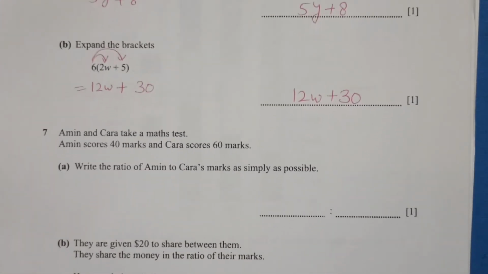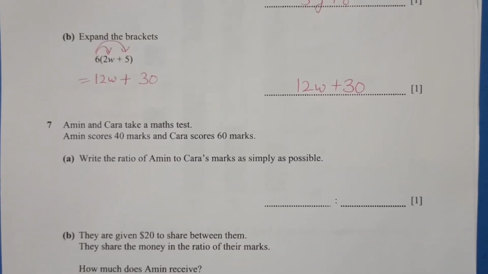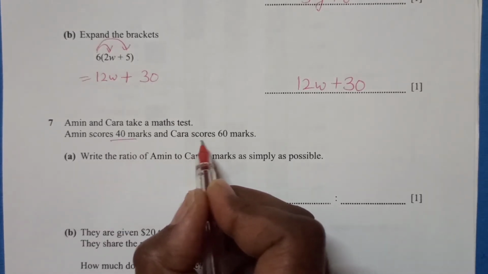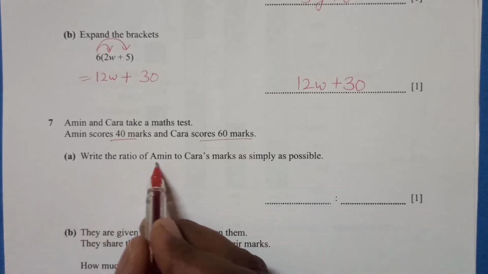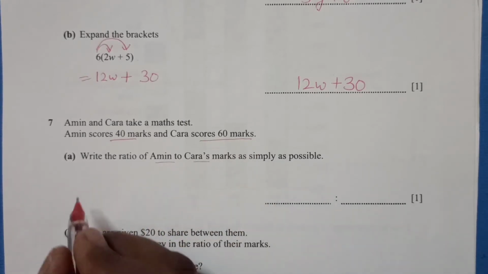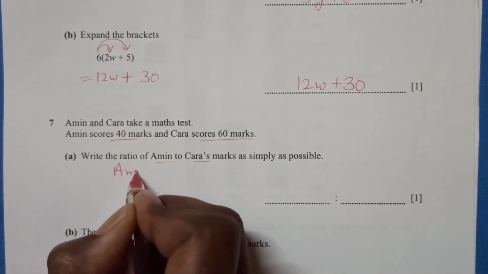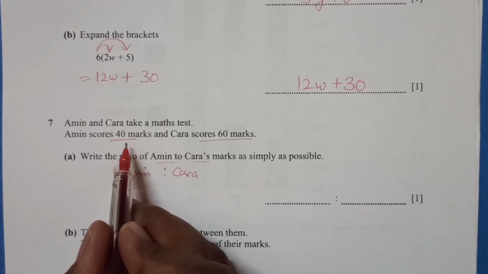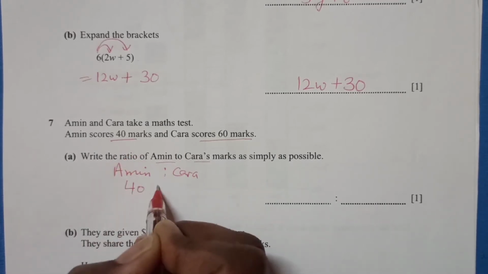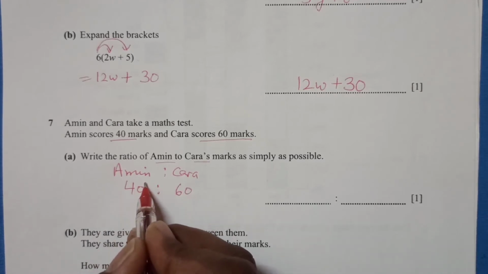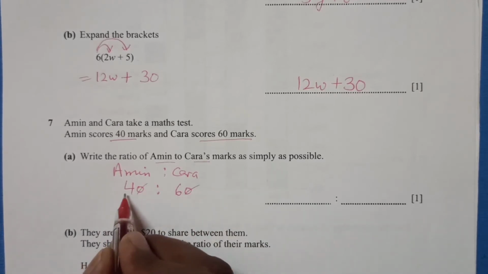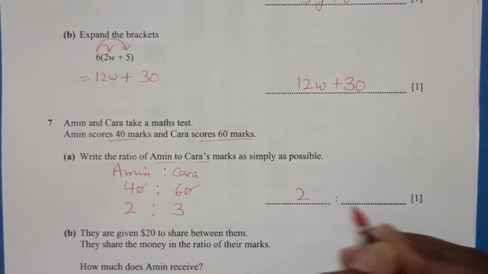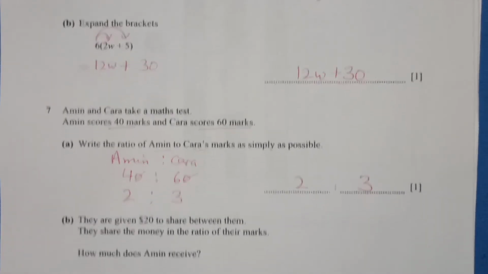Okay. Now number 7. Amin and Kala take a maths test. Amin scores 40 marks and Kala scores 60 marks. Write the ratio of Amin's to Kala's marks as simply as possible. So Amin's marks are 40 and Kala's marks 60. Divide by 10, the 0s are gone. Divide by 2, it's 2 and 3. So the final answer is 2:3, right?